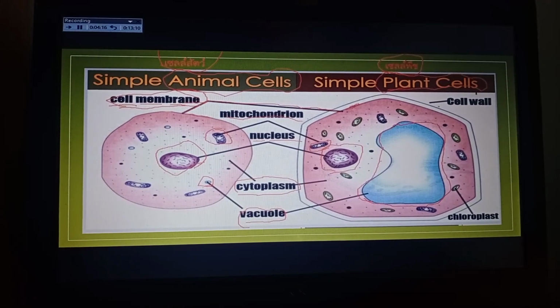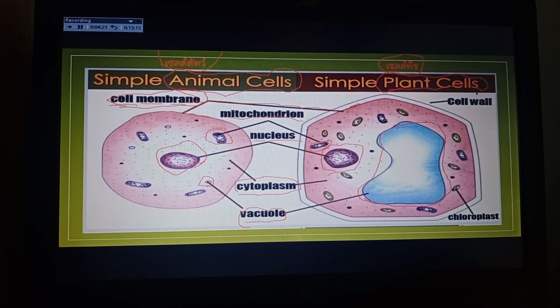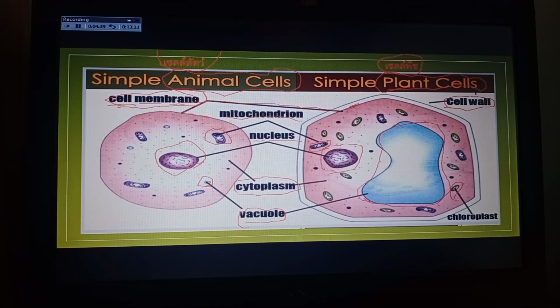Whereas there are 2 parts of the plant cells which you cannot find in animal cell. We have the cell wall. The cell wall is the first line before the cell membrane. So this is cell wall. Okay, with this one, this is what we call chloroplast. So these 2 are the parts of the plant cell which you cannot find in animal cell.